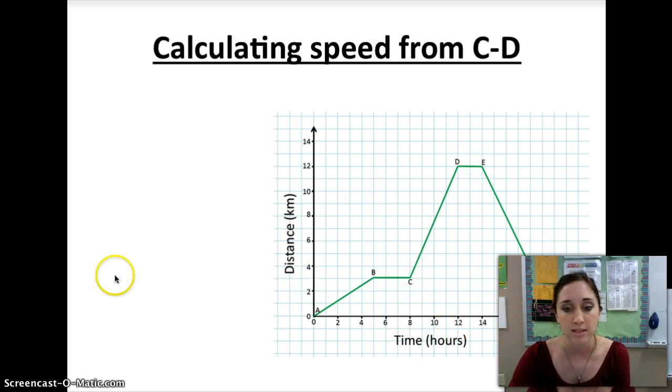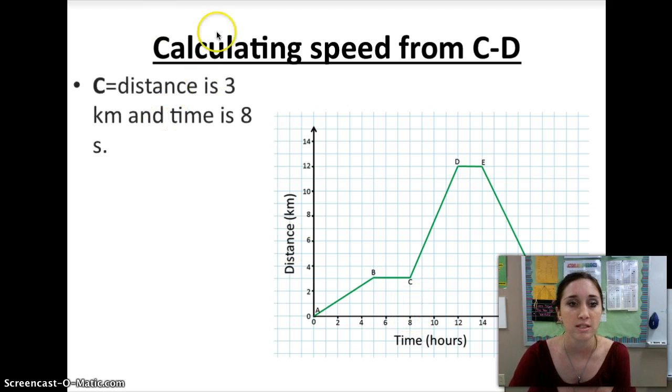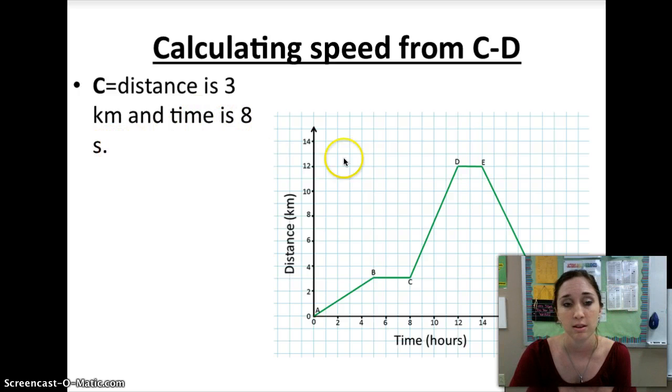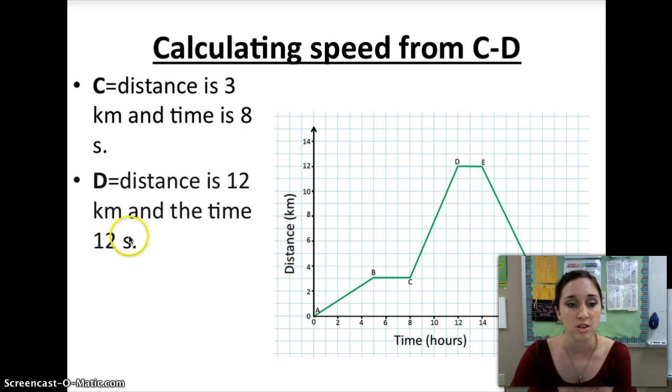At C, my distance would be, if you look over, 3 kilometers, and my time would be 8 hours. So my distance for C is 3 kilometers and my time is 8. It should say hours, not seconds. Okay, that's for C. Now we need to look at D. At D, my distance is 12 kilometers, and my hours is also 12. That should be 12 hours. So my distance is 12, and my time is 12.